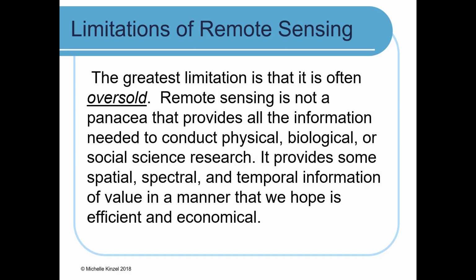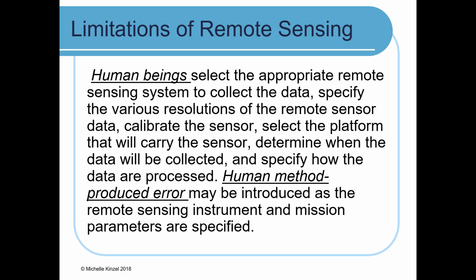The greatest limitation of remote sensing is that it is often oversold. It's not a panacea that provides all the information needed to conduct physical, biological, or social science research. It provides some spatial, spectral, and temporal information of value in a manner that we hope is efficient and economical.